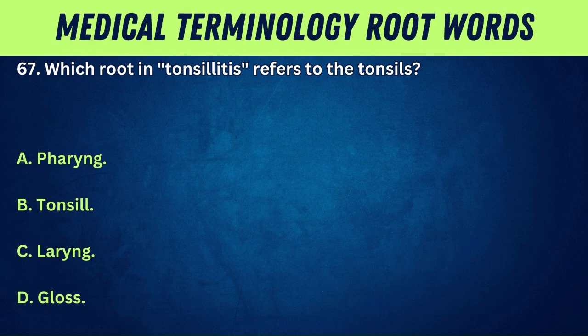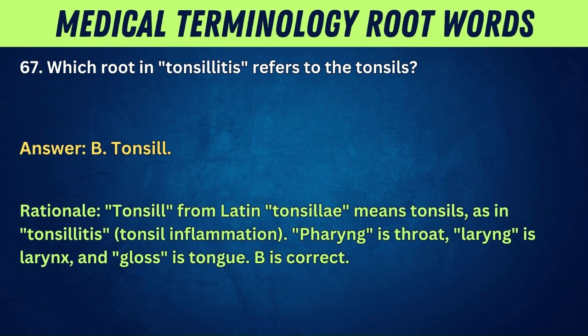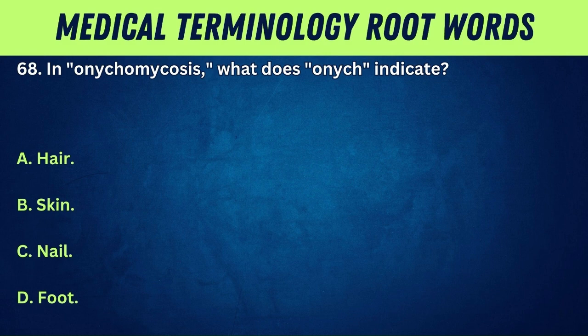67. Which root in tonsillitis refers to the tonsils? A. Pharynge. B. Tonsil. C. Larynx. D. Gloss. Answer: B. Tonsil. Rationale: tonsil from Latin tonsili means tonsils, as in tonsillitis, tonsil inflammation. Pharynge is throat, larynx is larynx, and gloss is tongue. B is correct.